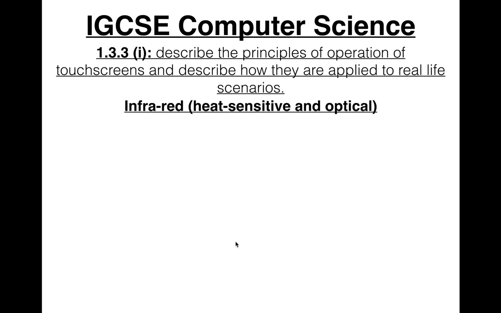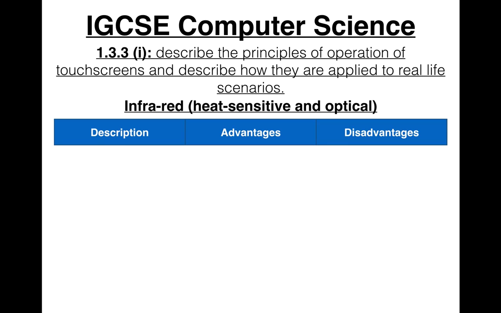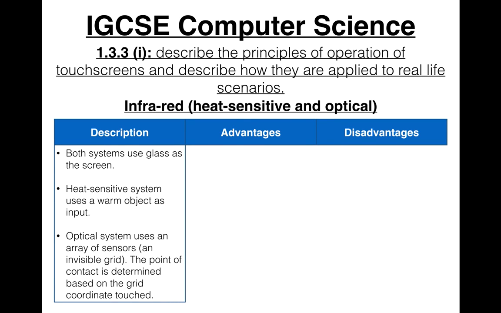There are 2 different types of infrared technology: heat sensitive and optical. We'll look at both of these here. Both systems, heat and optical, use glass as the screen. Heat sensitive uses a warm object as input, and the optical system uses an array of sensors, kind of like an invisible grid, and the point of contact is determined based on the grid coordinate touched.